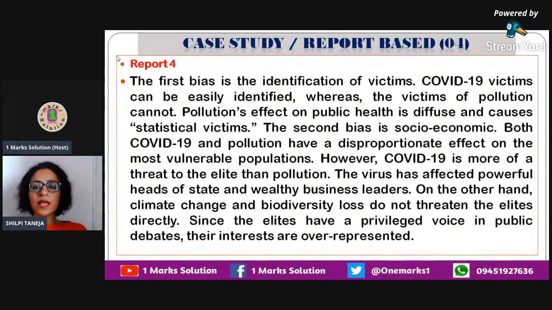The virus has affected powerful heads of state and wealthy business leaders. On the other hand, climate change and biodiversity loss do not threaten the elites directly. Why? Because they can use more protective measures than poor people. Since the elites have a privileged voice in the public debates, their interest is overrepresented.